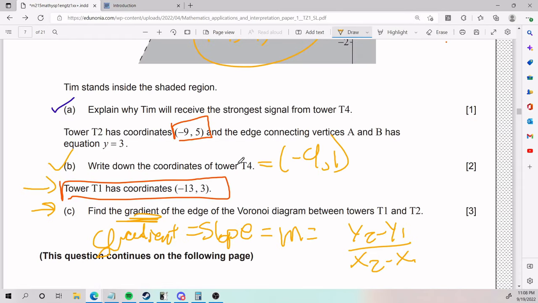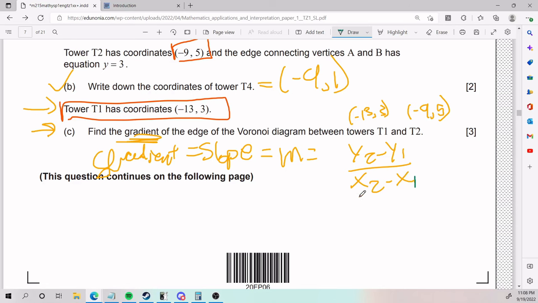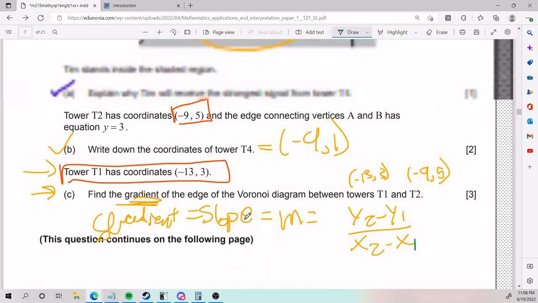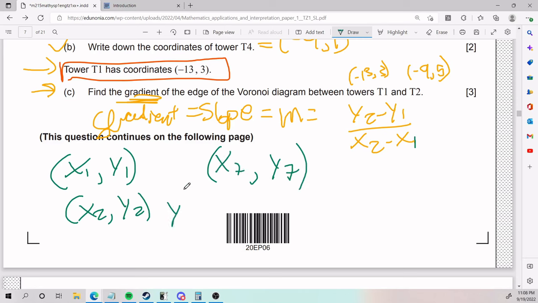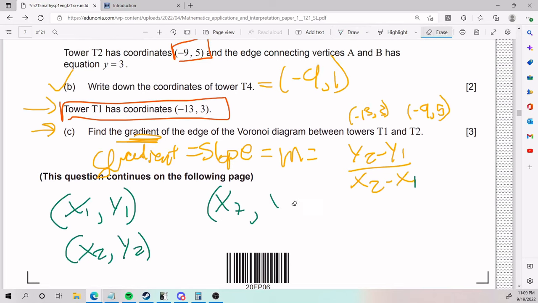So I need to plug in this information. ¿Cierto? Now it's asking for the one between T1 and T2. ¿Cierto? So what was my points for T1? Well, they tell us, sorry, that it's (-13, 3). And the one of T2 was (-9, 5). So here, all you can really mess up on is being disorganized. Frankly, I'm just being honest, cierto? The x1, x2 makes a reference to a set of points. So x1 goes with y1, x2 goes with y2. So what goes with y7? x7, cierto? And no, this is not y to the power of 7. That is a different story. It is y sub 7, which is the set of points number 7. See? Okay, so just be organized.